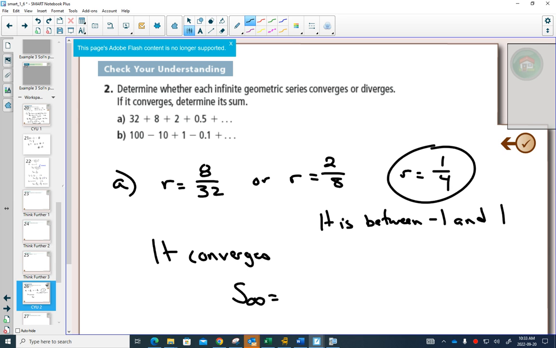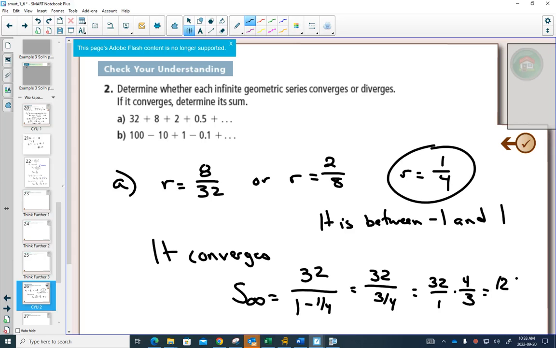We can only use the infinity formula if the R value is between -1 and 1, if it is converging, because the terms are getting smaller and smaller. And so we figure out our value. Our term 1 was 32 over 1 minus 1/4, which gives us 32 over 3/4. How do we divide by a fraction? We multiply by the reciprocal. And the exact answer is 128 over 3.